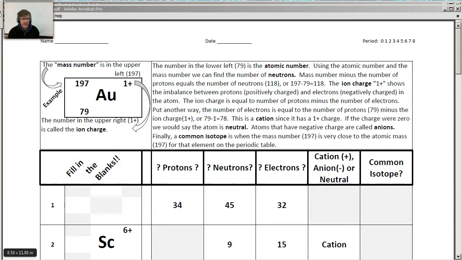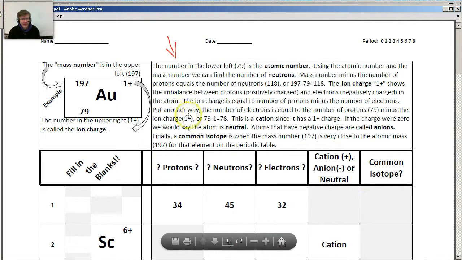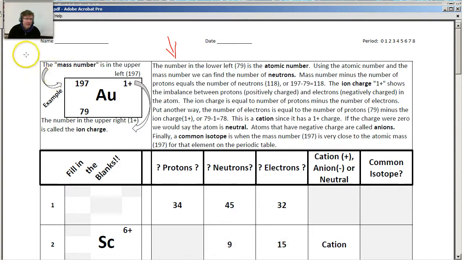So let's get started. You can read this stuff up here and give me some feedback if it's clear or not, but let me walk through how to use it, because this information should be enough to help you answer all these blanks down here. So let's get started. First of all, a nuclide symbol, that's what we call this, nuclide, N-U-C-L-I-D-E symbol.